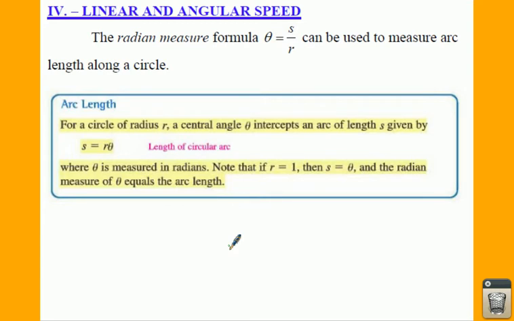Alright, so let's get to where we actually have an application of using radians and degrees, and we're going to talk about linear and angular speed. And we're also going to talk about arc length.